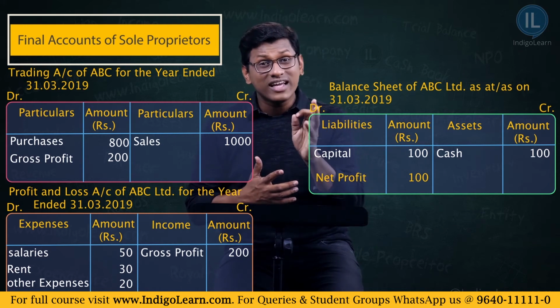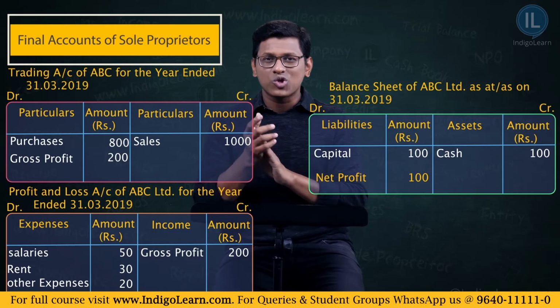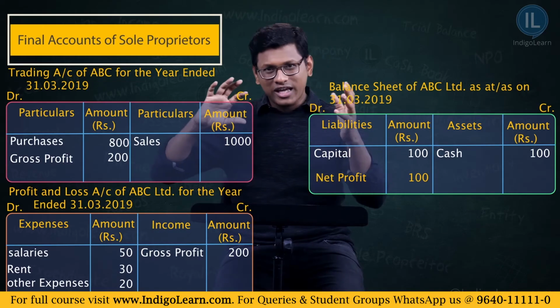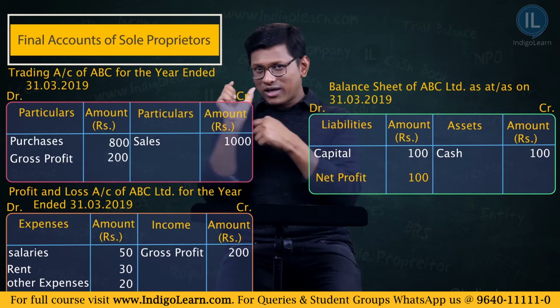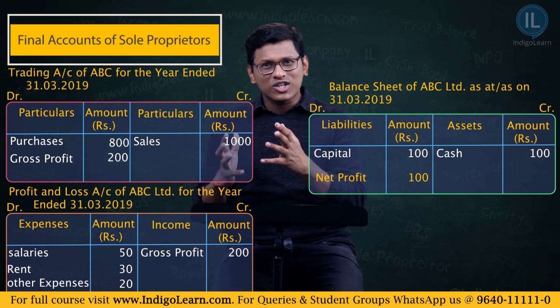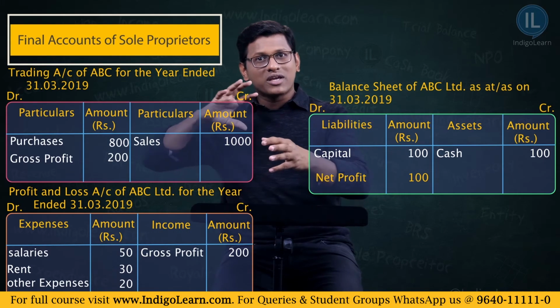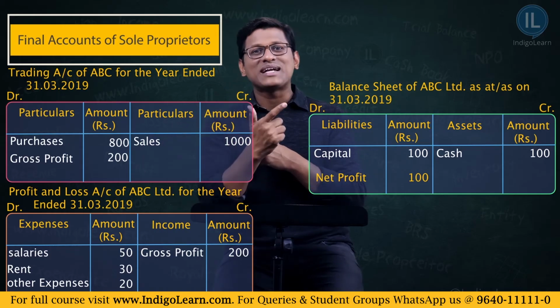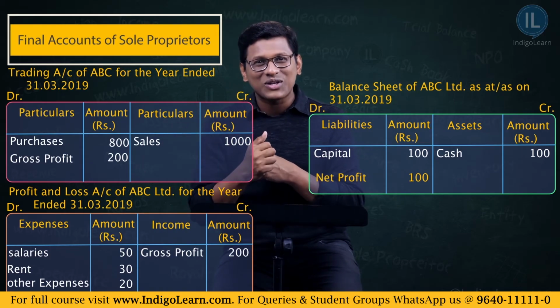It will go and sit where? In the balance sheet as profit. So the big trading account became one small number and went and sat in the profit and loss account. The profit and loss account, that big profit and loss account, became one number, it went and sat in the balance sheet. Are you understanding the logic?